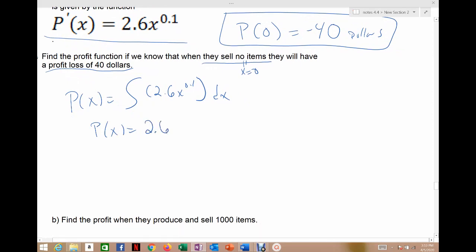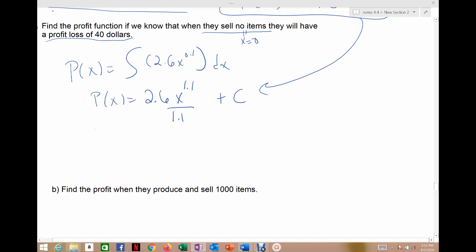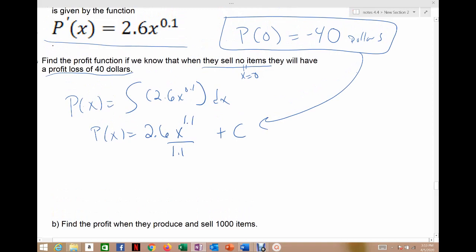So all possible profit functions: this is my power rule. 2.6 comes along, I add 1, giving me 1.1, and we divide by 1.1, and then there's some unknown constant I have to figure out, which is where this piece of information comes into play. When I plug 0 in for x, negative 40 should come out as my profit value. So when I plug 0 in, this zero's out, and that means my constant's negative 40.